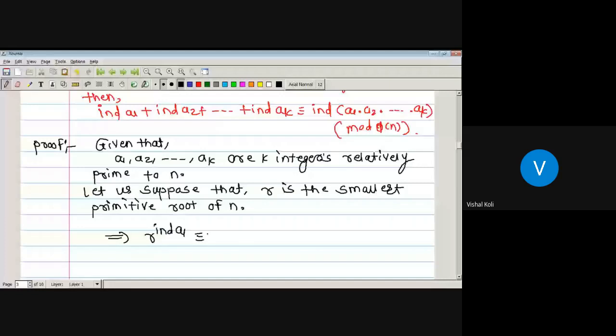आवाज येते का? A1. आवाज येते का माझं? Yes, sir.